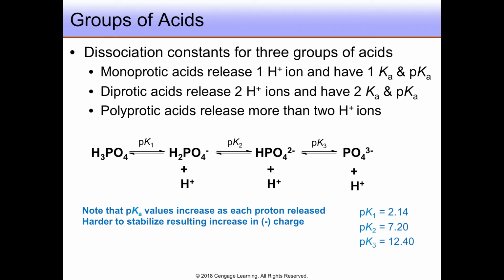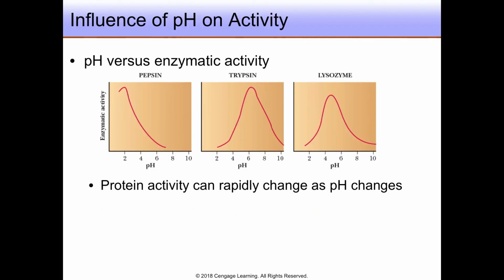As the fully protonated form of phosphoric acid, pictured on the far left, donates each of its protons, the corresponding pKa values increase. This is because the ionized form becomes more and more negative as each of the protons is released. It becomes therefore harder and harder to stabilize the additional negative charges. Note that for each of the three pKa values, there is a corresponding acid and conjugate base pair.